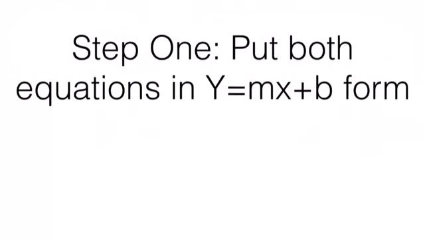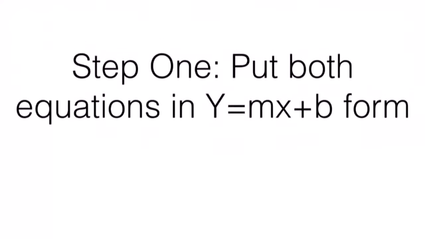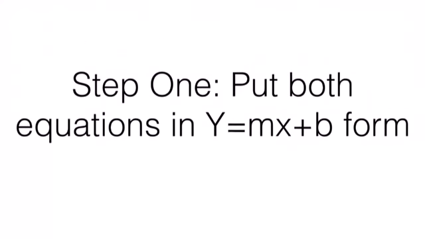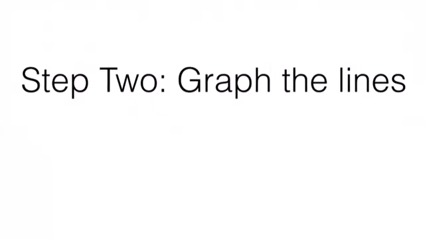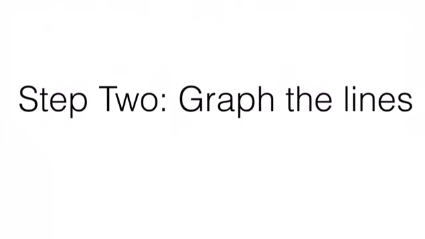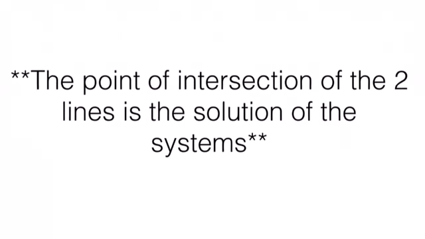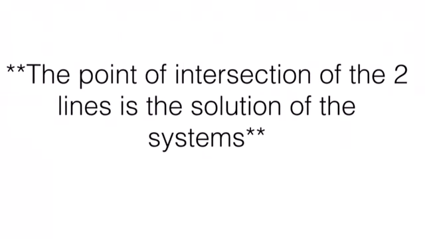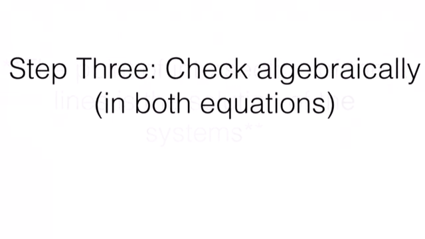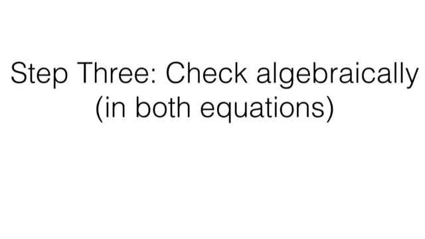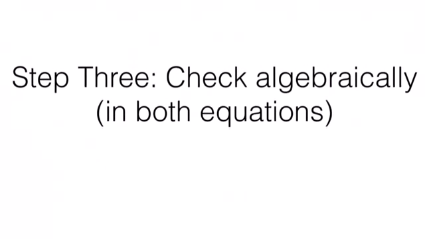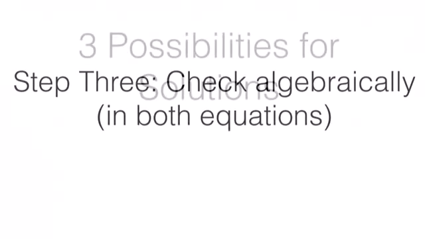Step 1. Put both equations in y equals mx plus b form. Step 2. Graph the lines. The point of intersection of the two lines is the solution of the system. Step 3. Check algebraically. Make sure you check both equations.